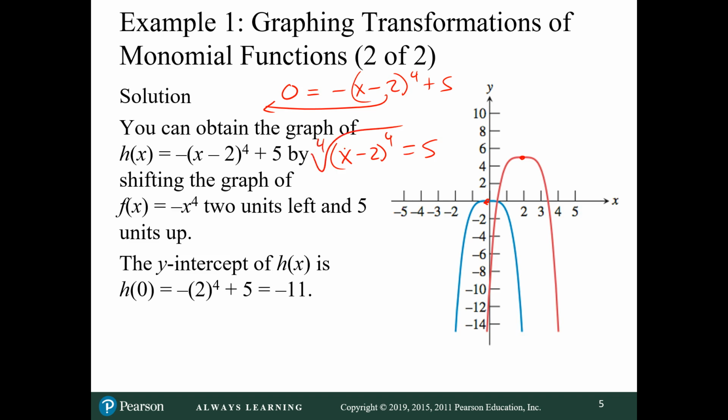Take the fourth root of each side. The fourth root of 5 is some decimal number. And then you take 2 to the other side, but you have a plus or minus. So x equals 2 plus or minus the fourth root of 5. That's like 1.3-ish, so it's going to be about 3.3 and 0.7.